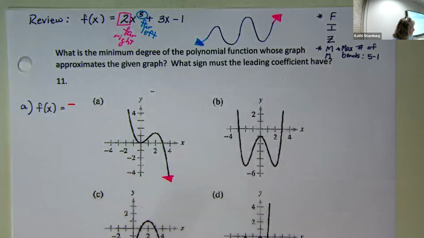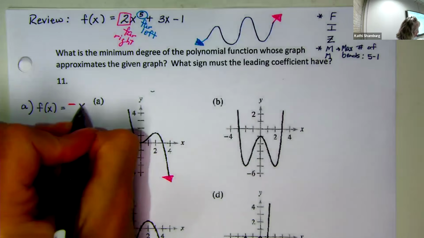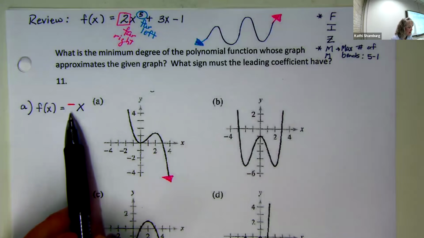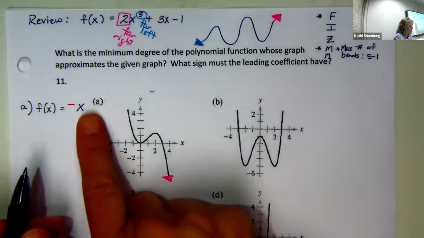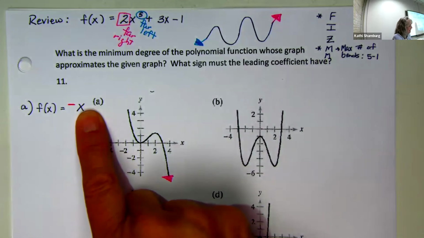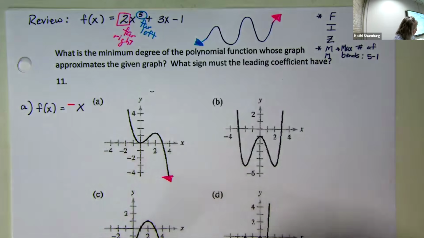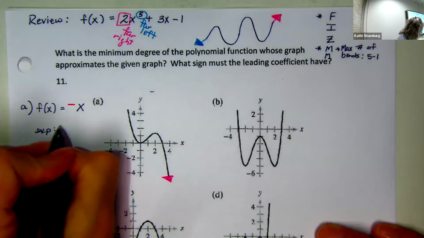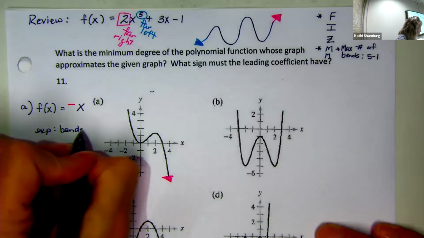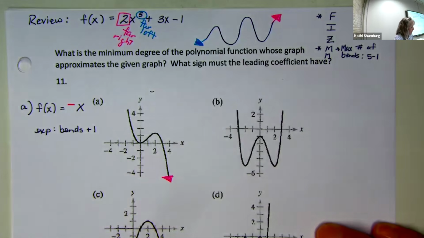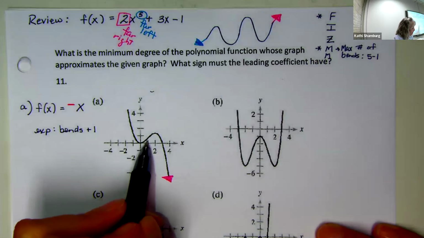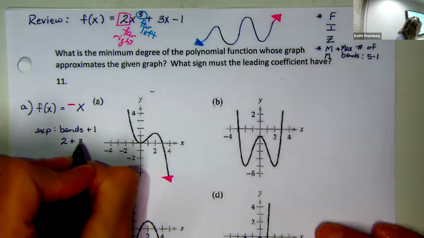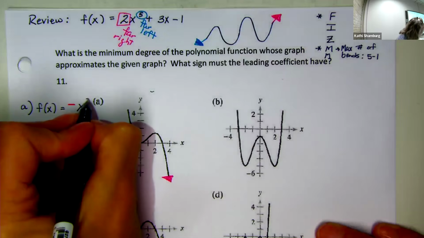Okay? All right, and then I'm just going to do x. I mean, it could be 2x, it could be 3. We don't care. We just want to know, is that negative? Okay, and then the other thing that I want to know is what is the degree of my function? So I want to know the exponent. So I need to look at the number of bends and do what? Add one. So I have 1, 2 bends plus 1, so I know that this is cubed.